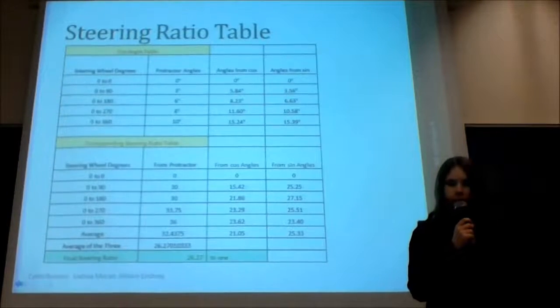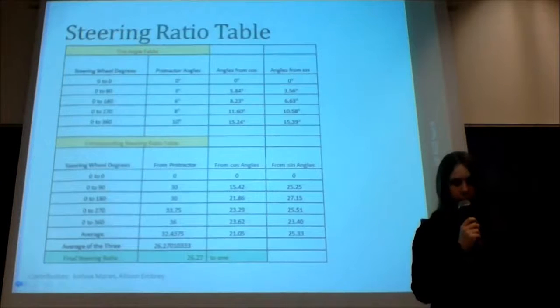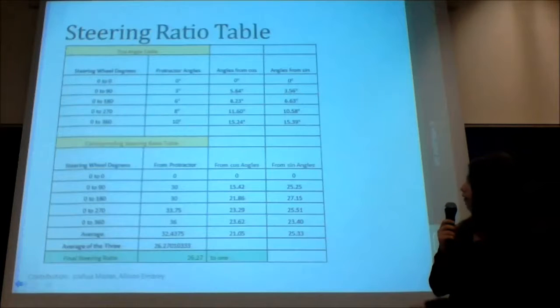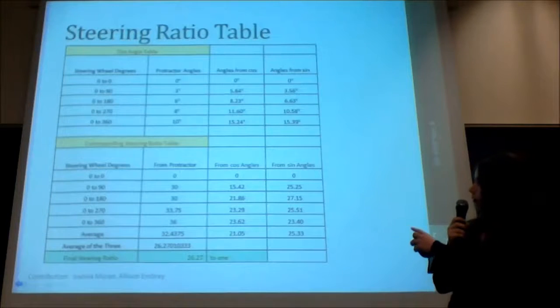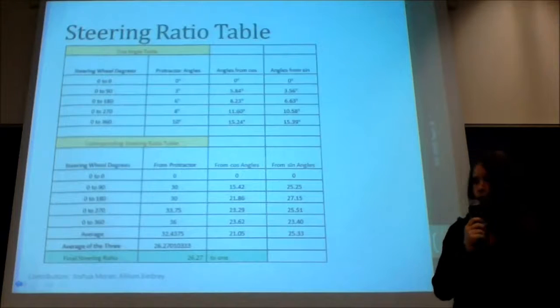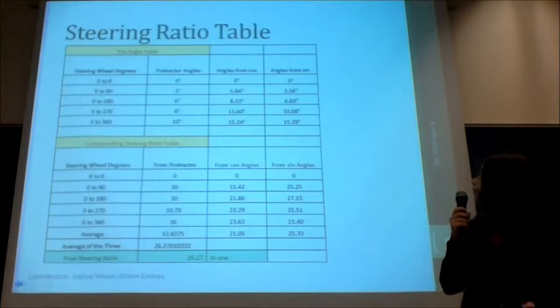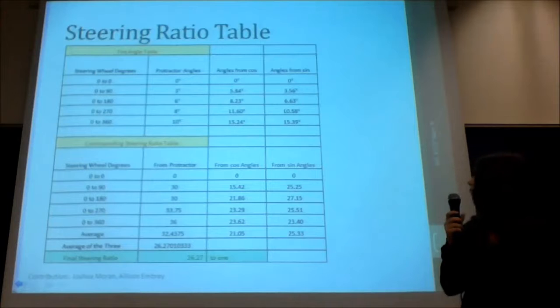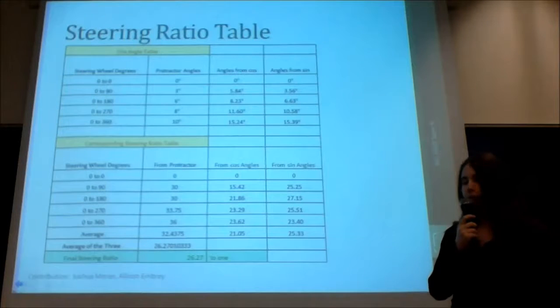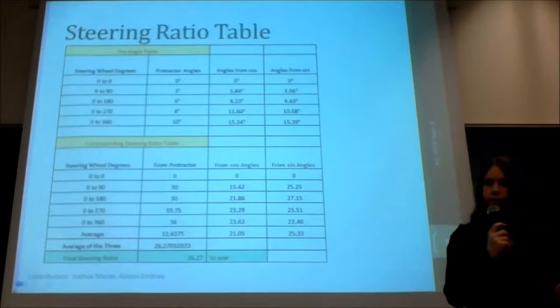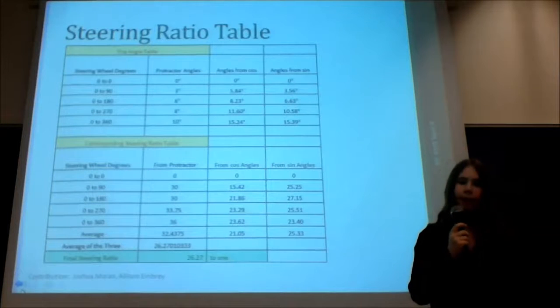This table displays all of the angles we got and their corresponding steering ratios. So up here in the very first tire angle table, under protractor angles, shows the angles that we were able to get from the protractor, and in angles from cosine and angles from sine we calculated those angles. As you can see, they are very different from one another, which should not be the case. They should be the same. Some reasons for this are we didn't use a ruler to draw our lines, so they looked straight to us, but they may not have been straight enough.